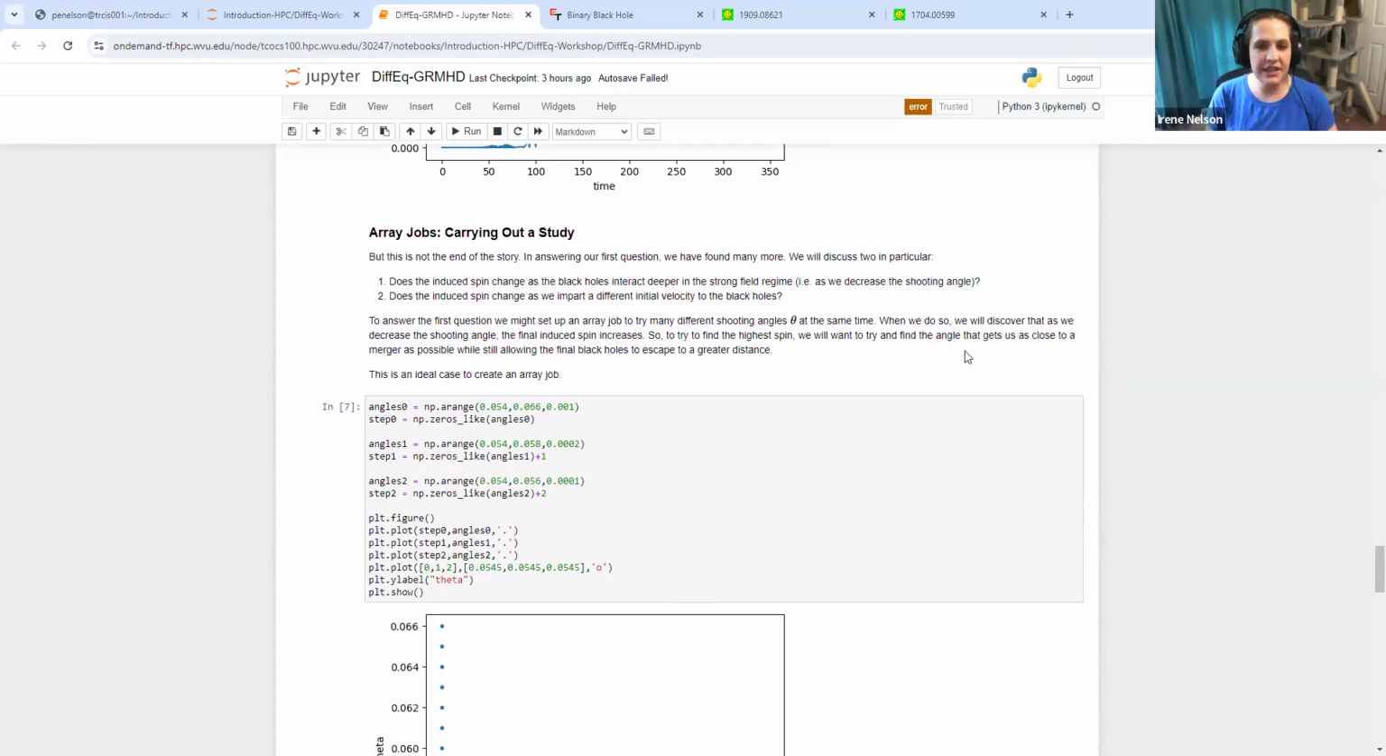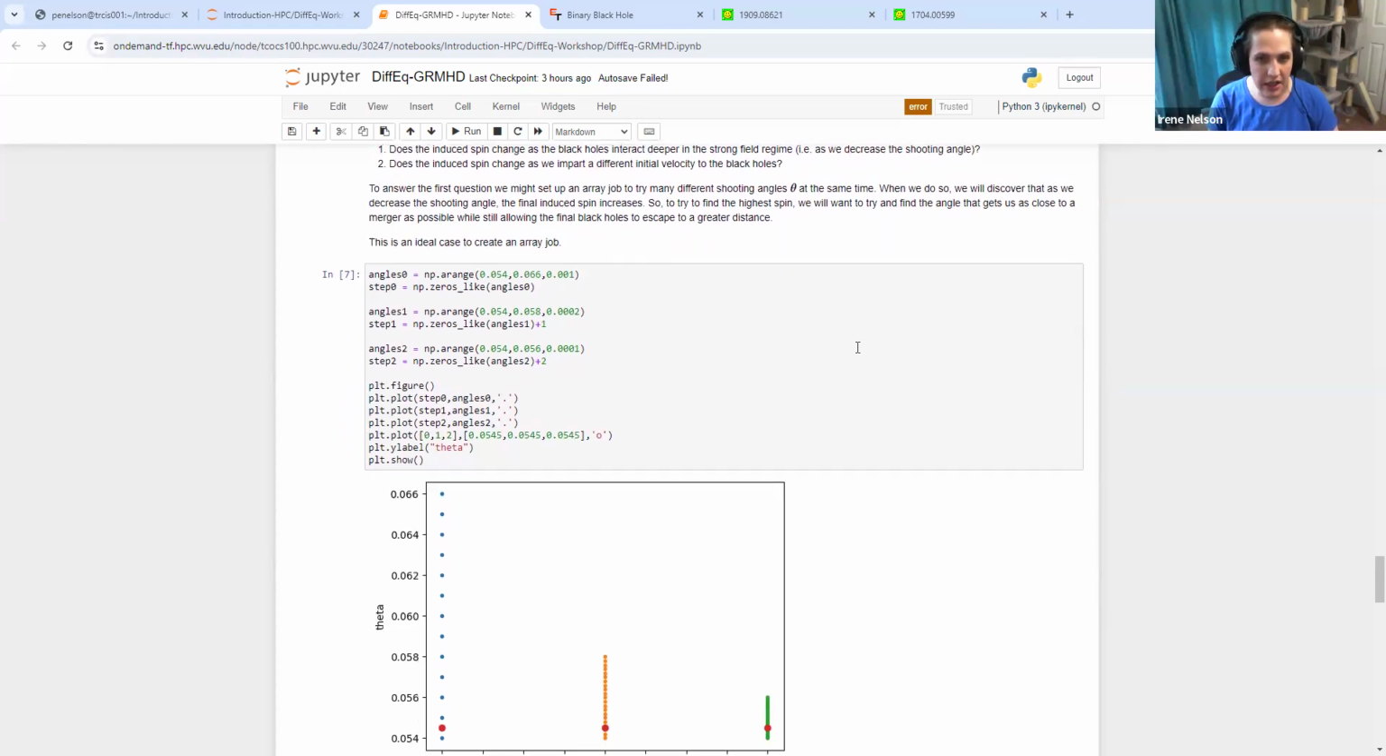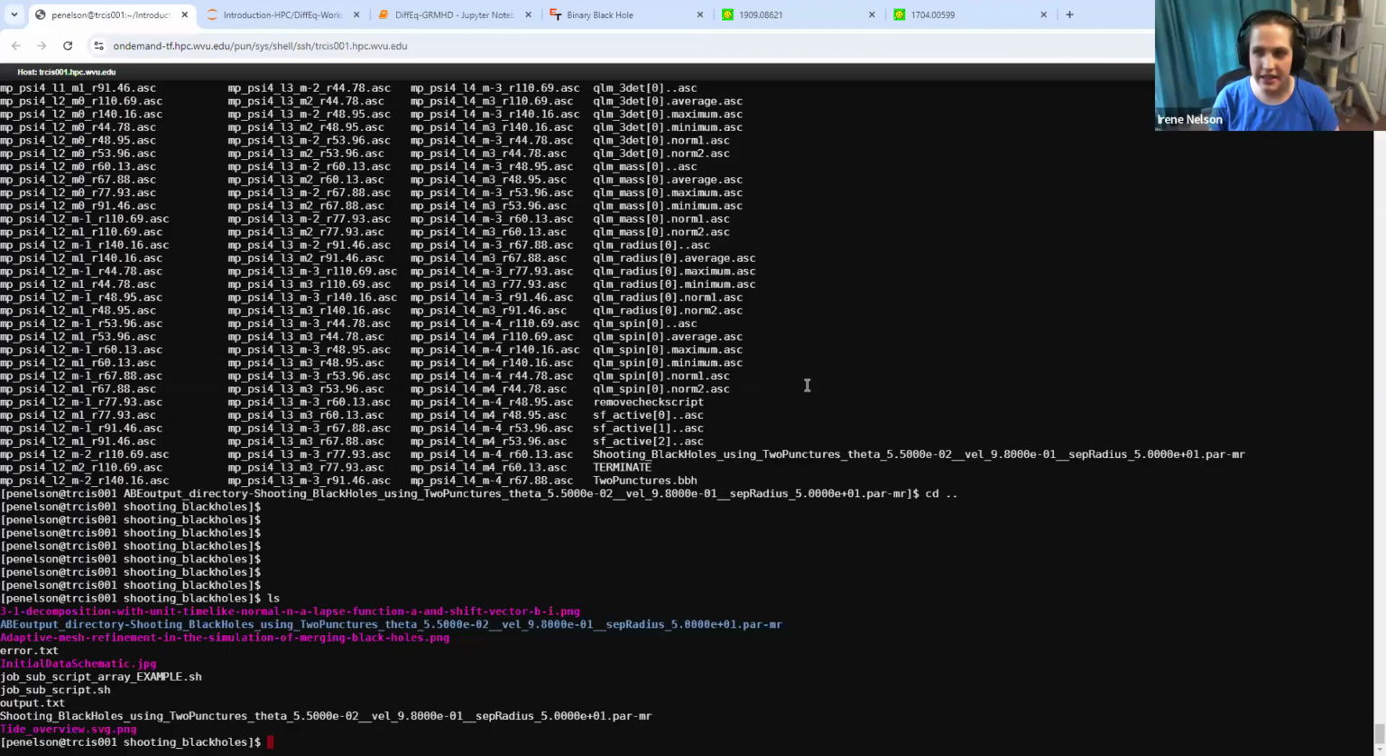To answer the first question, we might set up an array job to try as many different shooting angles theta at the same time as we can. So that'll look like, I've included an example submission script for an array job in the materials for the lesson.